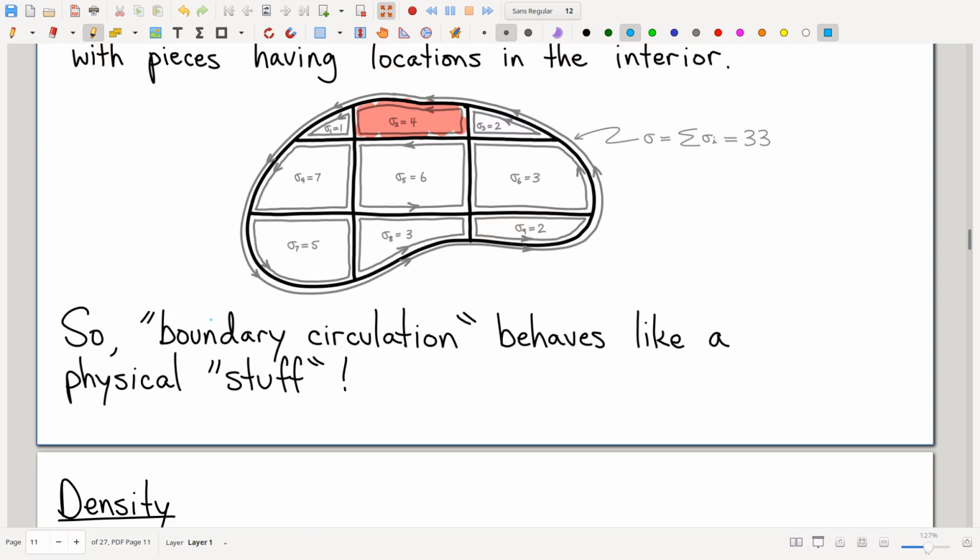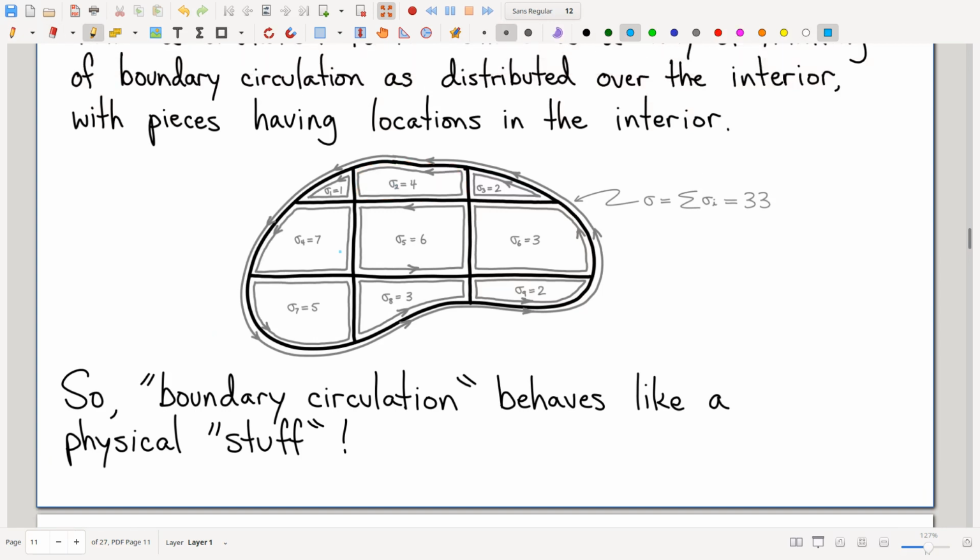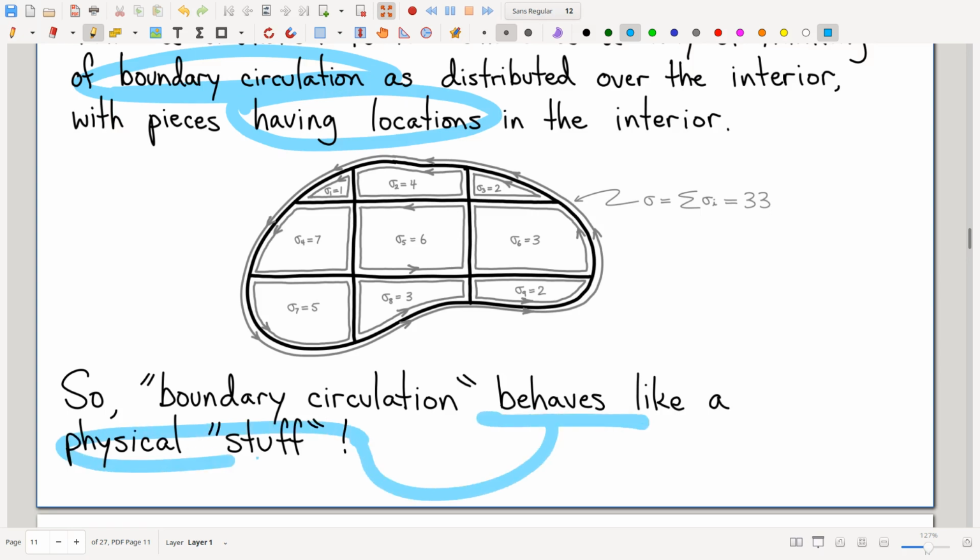So, very strange idea. Give me 2 seconds. So, boundary circulation has location, and as such, it behaves like stuff. It behaves like mass does. You can think of boundary circulation as being a physical quantity. It isn't. It's not a physical quantity. But it behaves like a physical quantity, so you can treat it like one, because treating it like a physical quantity just means you're going to be taking advantage of the fact that it behaves like a physical quantity.